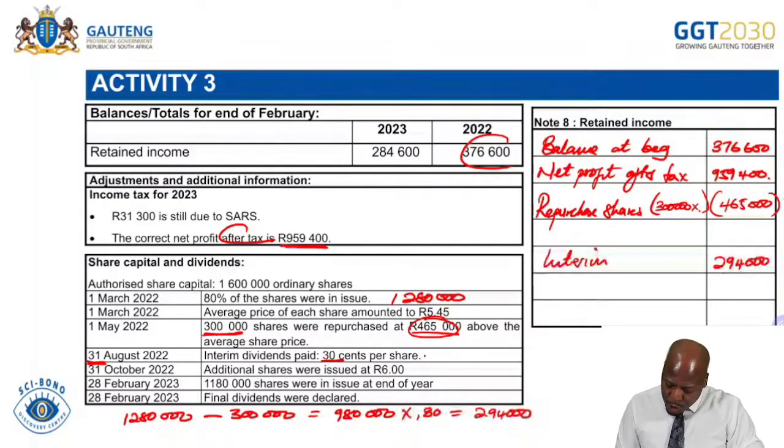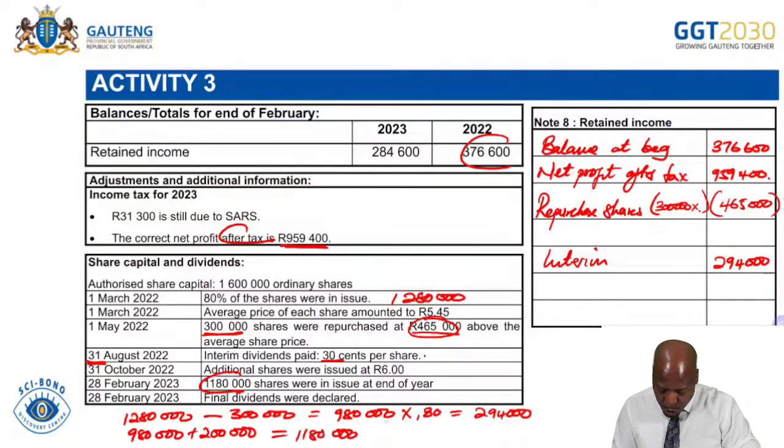Then they said additional shares were issued. All right, so we had 980,000 shares, and additional shares were issued. Remember, eventually we realized that it was 200,000 shares. We calculated that to end up now with the 1,180,000. So we have 1,180,000 when issued, and then final dividends were declared.